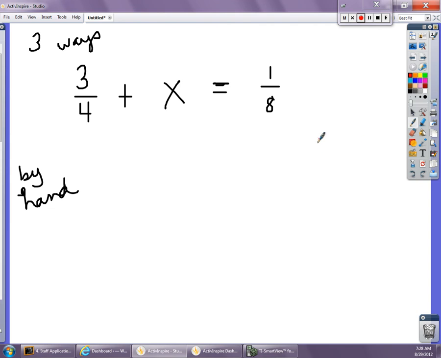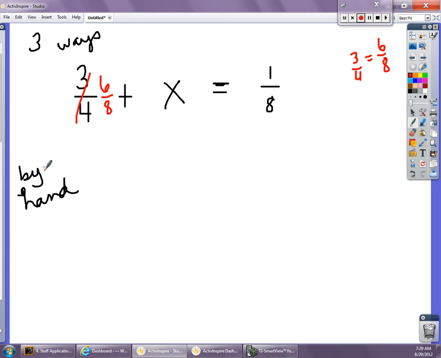First way is going to be if you do this by hand. Well, if you have fractions, you're going to want to get all your fractions to have common denominators. So, since this is 3/4 and this is 1/8, I can make both fractions have a denominator of 8. 3/4 becomes, because 4 goes into 8, you can multiply by 2 and you get, I'm just going to cross that off and make that 6/8.